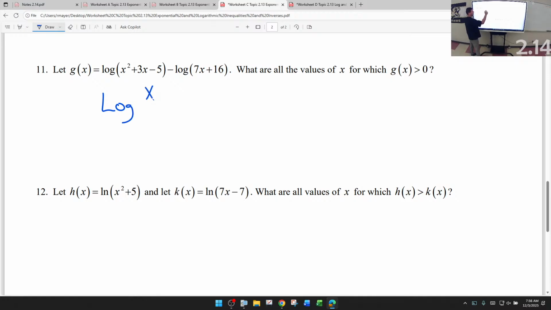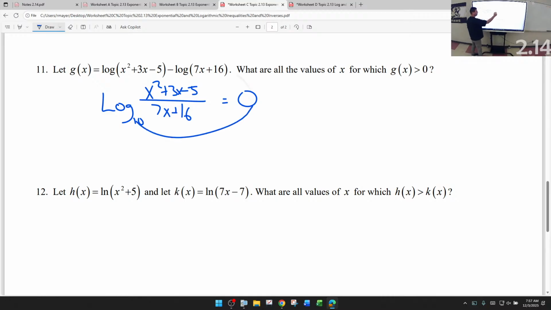I've got log of x squared plus 3x minus 5, and I'm going to go ahead and put that over 7x plus 16. And I want that to be greater than 0. I'm going to go ahead and say it's equal to 0. Okay? And then this is base 10.